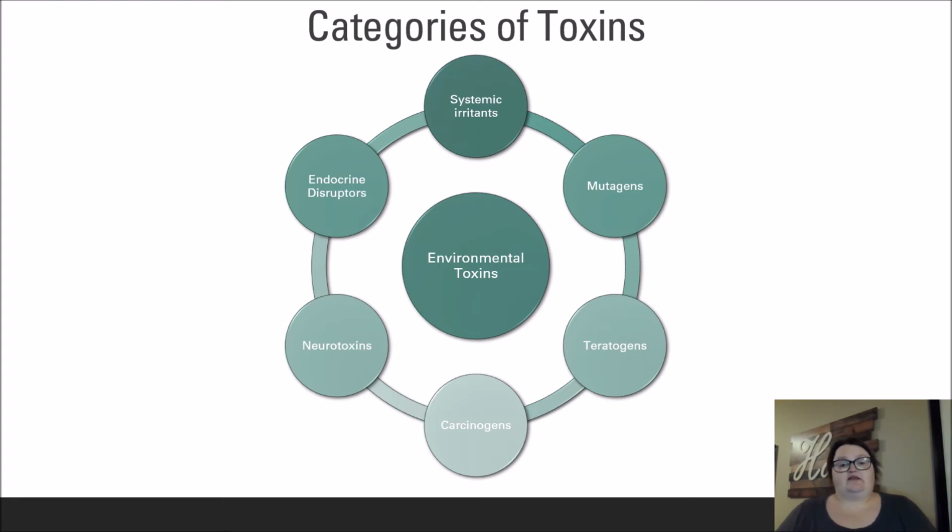Neurotoxins are compounds that affect the function of the brain or the nervous system, although the brain is most commonly attacked. Lastly, endocrine disruptors are those compounds that mimic the hormones produced by your endocrine system, and they often lead to massive changes in the way the body functions and responds in a variety of instances.